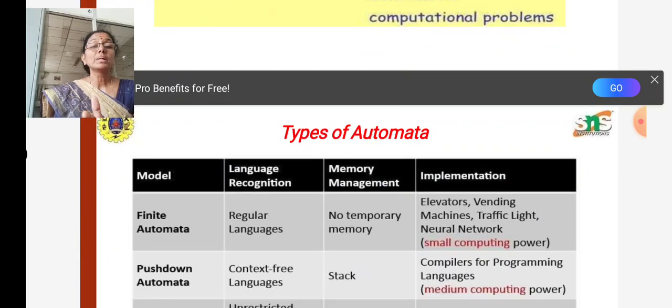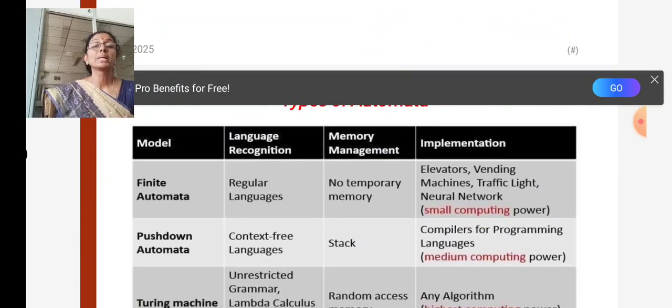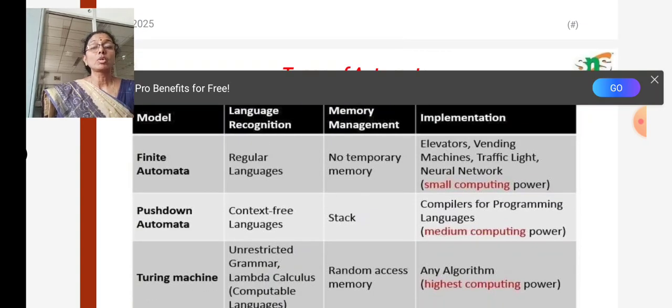So these are the general classifications between the automata. The finite automata requires a regular language to recognize the language. We don't have any temporary memory. Examples are an elevator, vending machine and traffic light. Next is the pushdown automata. The language required to implement the pushdown automata is a context-free language, which will be seen in the upcoming videos, and the memory is managed by the stack. An example implementation is done in compilers. If the algorithm requires medium computing power, we can use the pushdown automata.